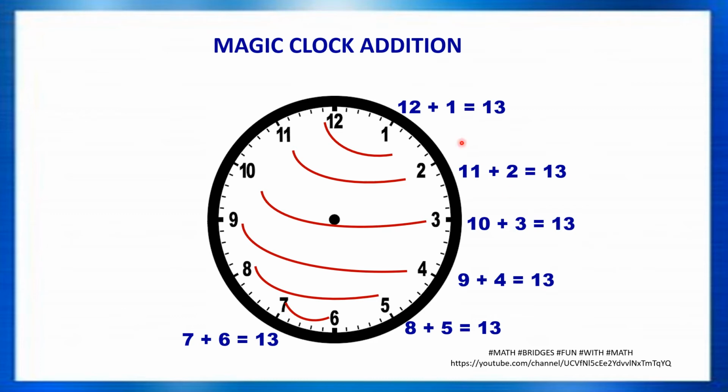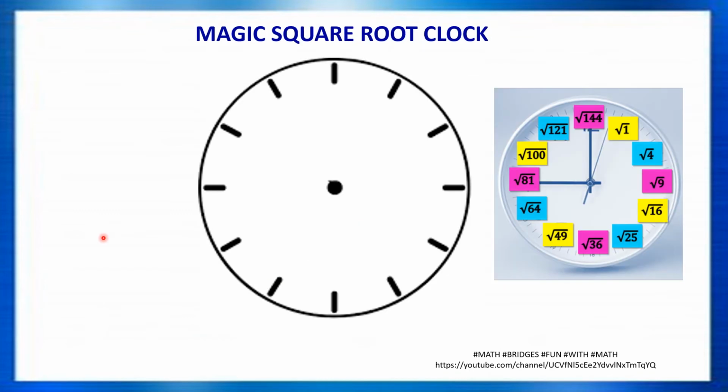A plus b equals b plus a. Same, this side you can write now: 1 plus 12, 2 plus 11, 3 plus 10 is 13, 4 plus 9 is 13, 5 plus 8 is 13. Where they learn the numbers, writing the numbers, and they can add it and enjoy doing this as an activity. Now it is magic square root clock.